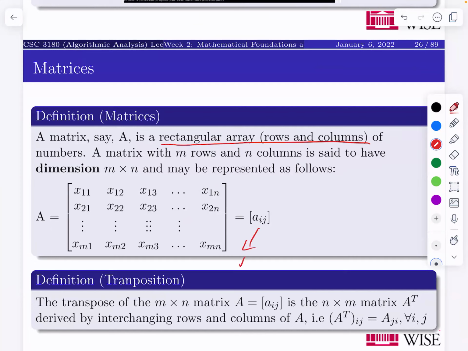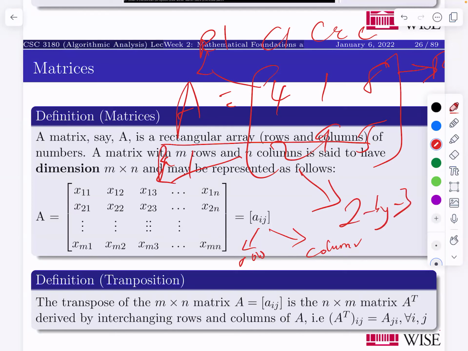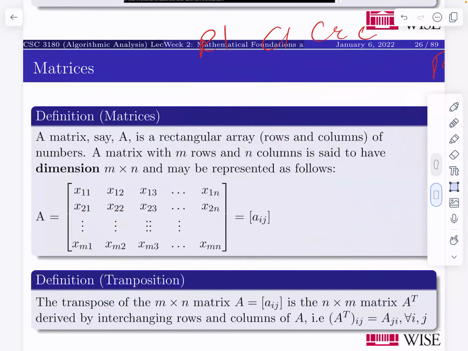The first i here is for row. This is for column. Okay. So we have 4 1 8 2 9 5. This has got 2 rows. This is the first row. This is the second row. This has got 3 columns, column 1, column 2, column 3. So the dimension of this matrix is what? 2 by 3. It has to be all the time row by column. Take note of that. Row by column.